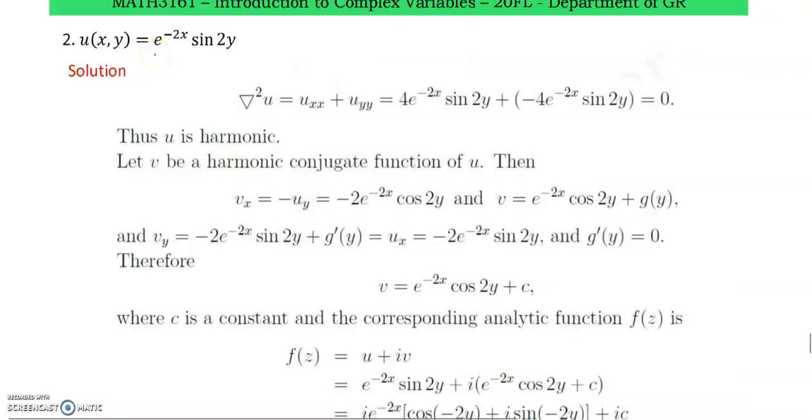Now see this second question. u is e^(−2x) sin 2y. We know how to prove harmonic, so now I am finding the Laplace equation to check whether it is true. Yes, it gives 0. Therefore u is harmonic, so we can find v.